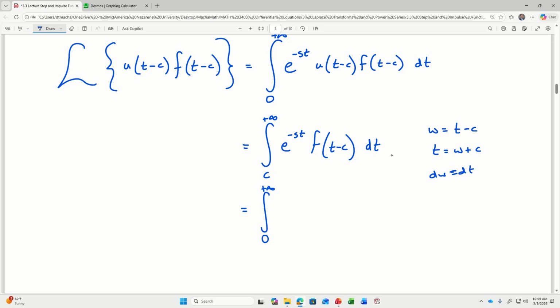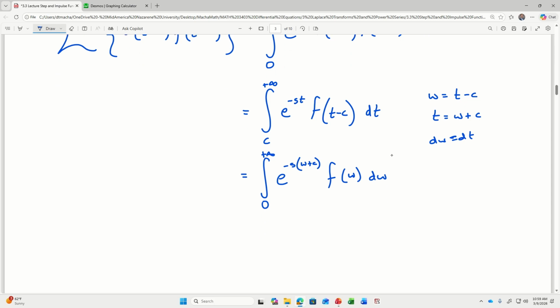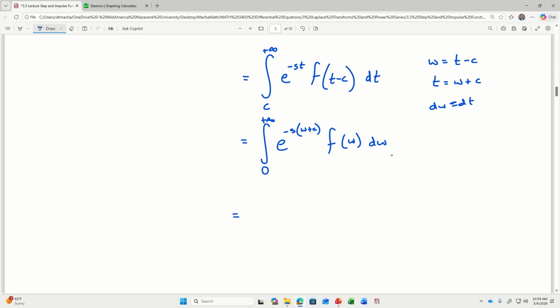And then I get e to the power negative s times w plus c times f of w dw. And then I see something like e to the negative sc, or e to the negative cs, and that's just a constant with respect to w. And then I'll have this left over.